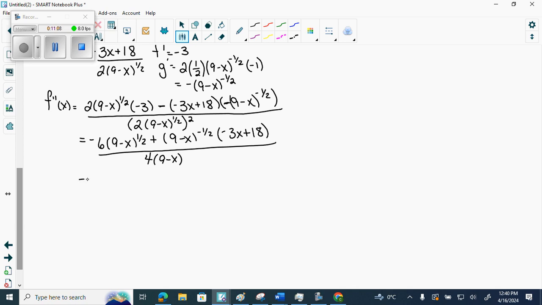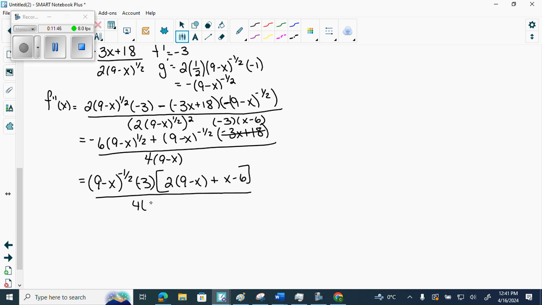So I can take out of the top a 9 minus x to the negative a half. I don't have to take a 6 or a 3 out, but I could. So I can take out a negative 3. This here, I can write as negative 3, and then I would be left with x minus 6. So take a negative 3 out, and then I'm left with 2 times 9 minus x, plus that's gone. The 3 is gone, and I'm left with x minus 6 all over 4 times 9 minus x.